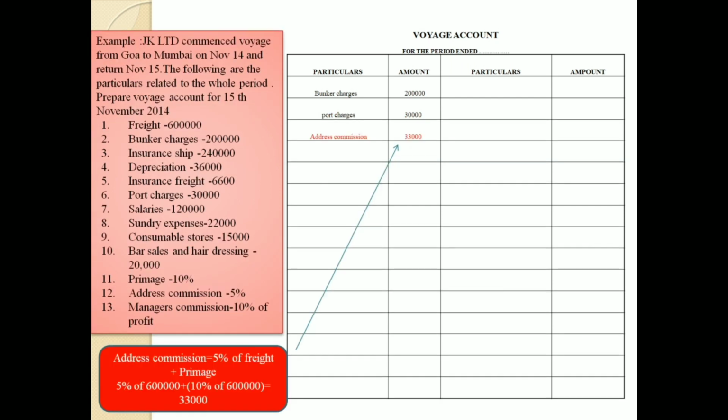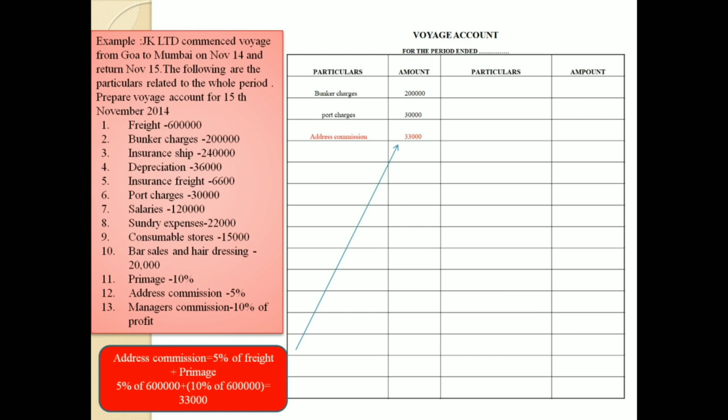And another one is address commission. Address commission is 5%. I will tell you how to calculate it. Address commission is actually 5% of freight charges and primage. Primage is 10% of freight charges. So 6 lakh is the freight charges plus 10% of 6 lakh. The primage is 10%, that is the 11th point, 10% of 6 lakh. So that gives 33,000. You have to post 33,000 as address commission.